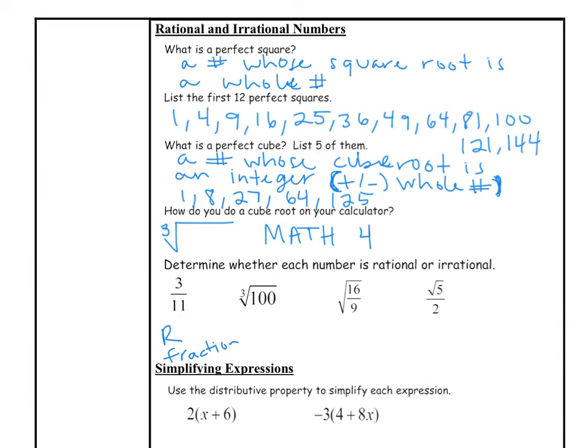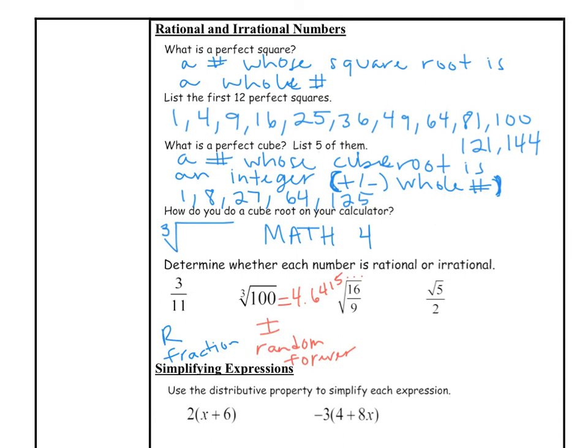Next, we have the cube root of 100. What I would do is type that into my calculator. When I do that, I get 4.6415, and it goes on and on and on. So this is an irrational number because it is random and it goes on forever. It's not repeating, it's not a pattern, so it's irrational.